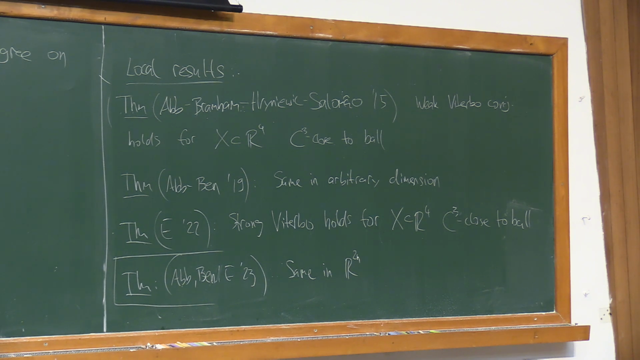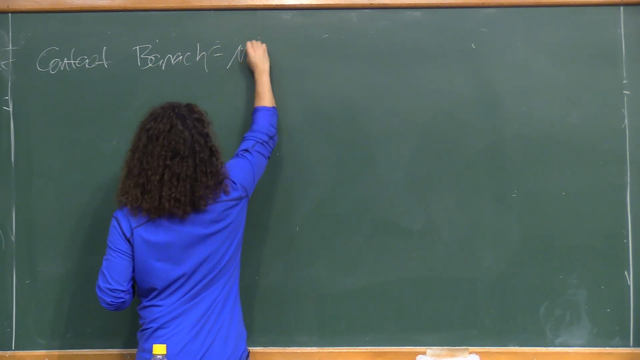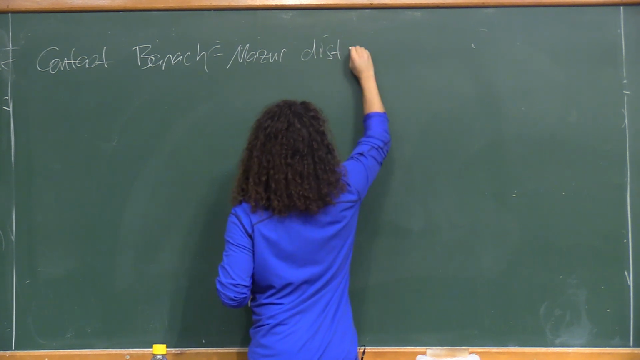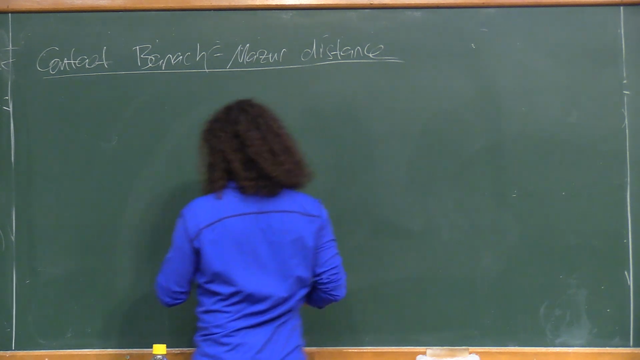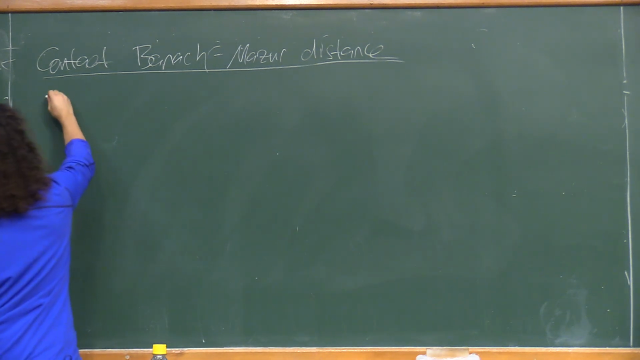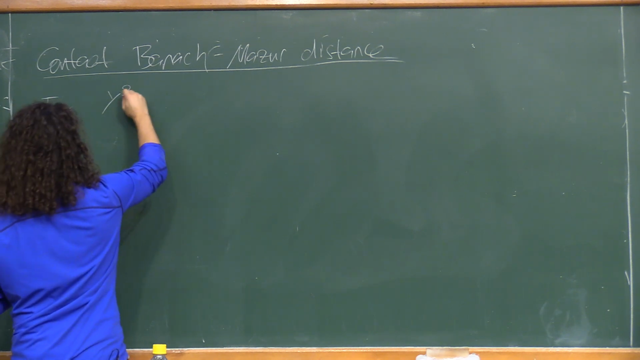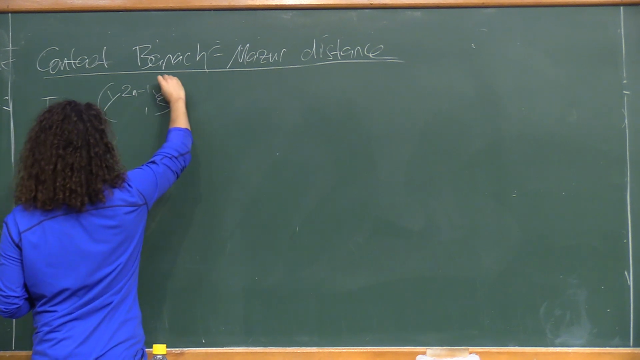Okay, so I want to now introduce the notion of a contact Banach-Mesur distance. For that, we fix a closed contact manifold Y^{2n-1} with some contact structure xi.